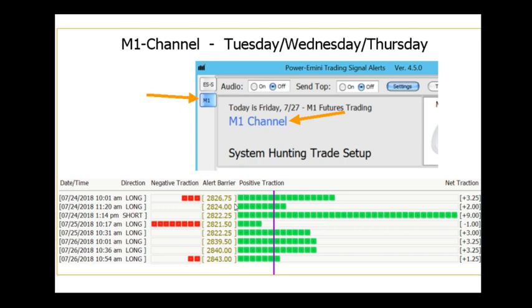These alerts, the M1 channel, are real high octane type of alerts. These are based on deep pullbacks. This algo that we're running right now, and the idea here is this: for you new folks that just want to get your feet wet and follow some real precision trades, follow the M1 channel when you have a chance, Tuesday, Wednesday, Thursday. And again, you're going to see the market commentary. I'll be explaining things, and then you can see we're getting the odds in our favor. This is 8 to 1 positive traction right there.